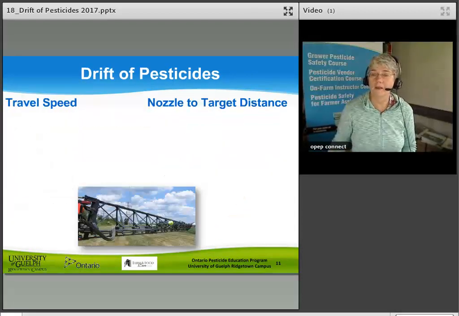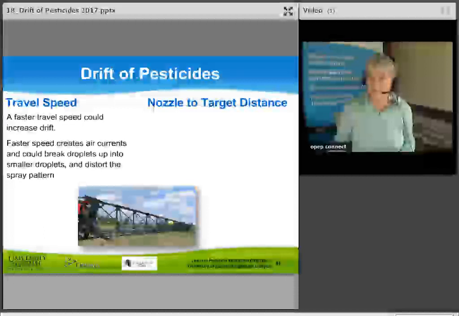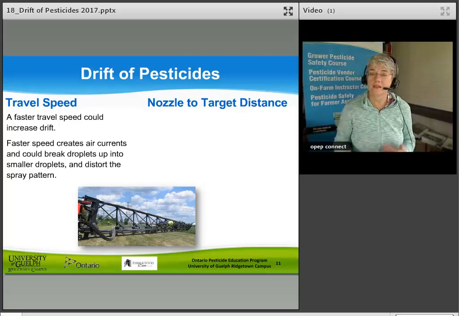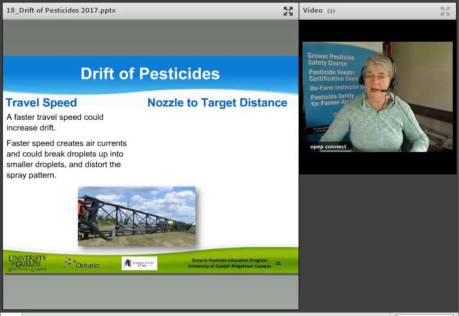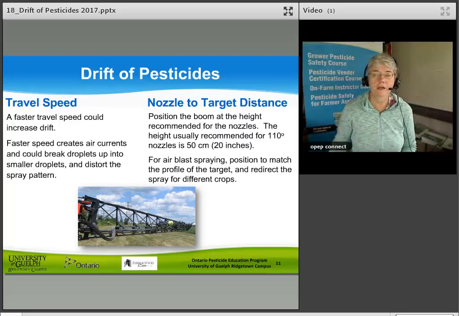Travel speed and nozzle to target distance. Two other things regarding your equipment that can help you manage drift. With travel speed, a faster travel speed could increase drift, because the faster speed creates air currents and could break the droplets up into smaller droplets and distort the pattern before it gets to the target.